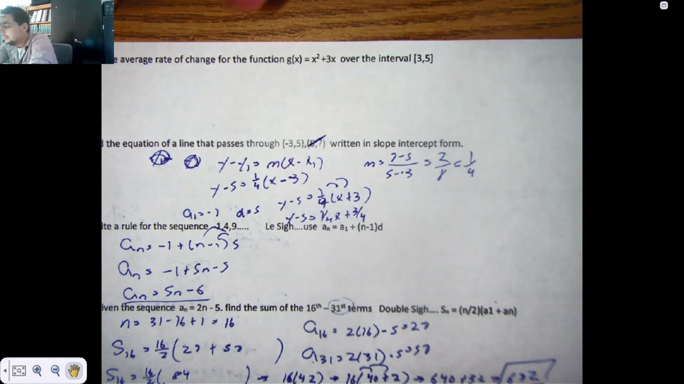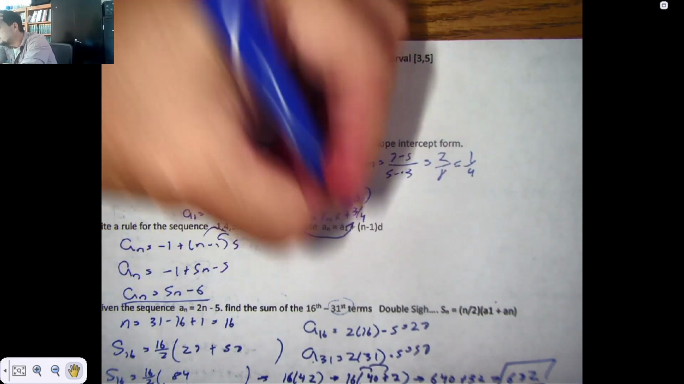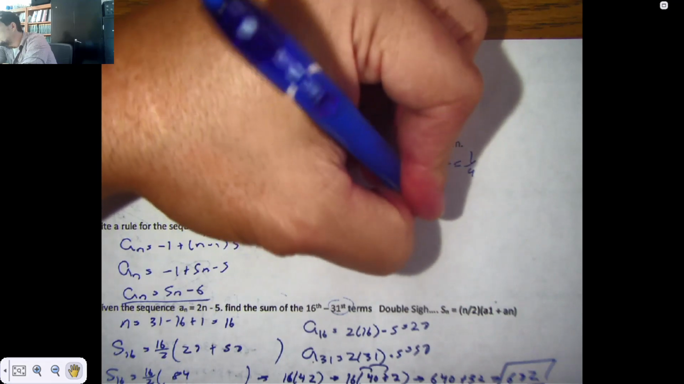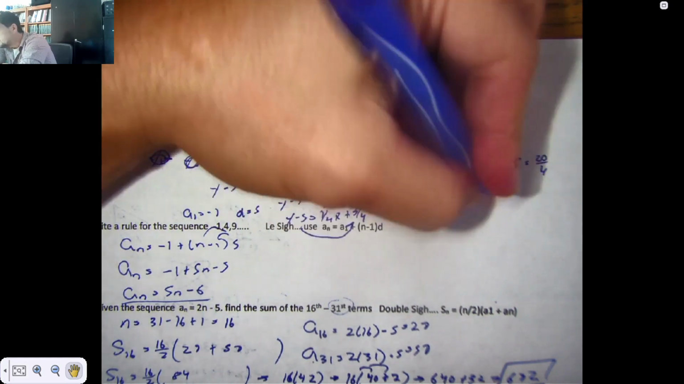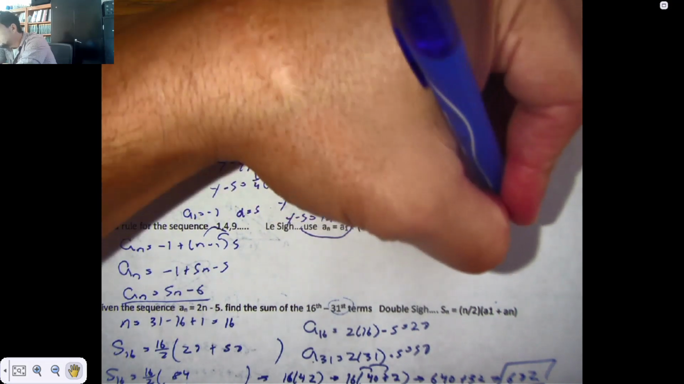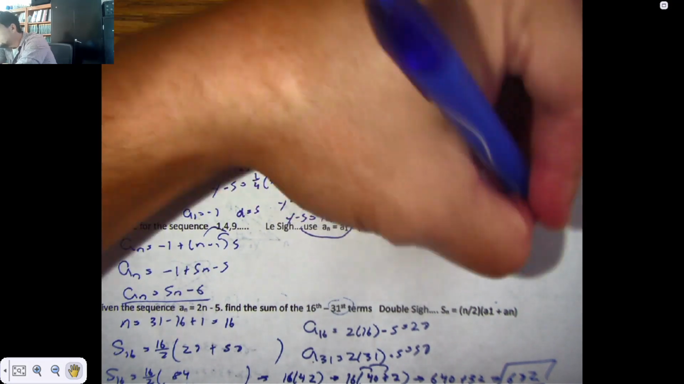You need to figure that out. Then I'm going to add 5. So y equals a quarter of x plus 3/4 plus 5. Now 5 is 20 over 4. Always has been, always will be. And 20 over 4 plus 3 over 4 is 23/4.